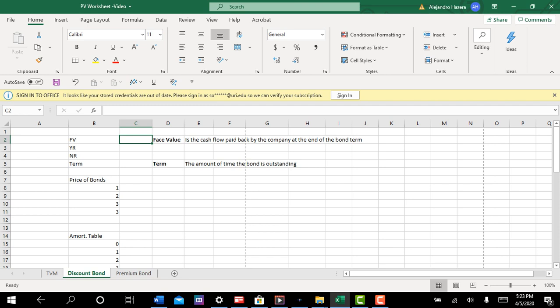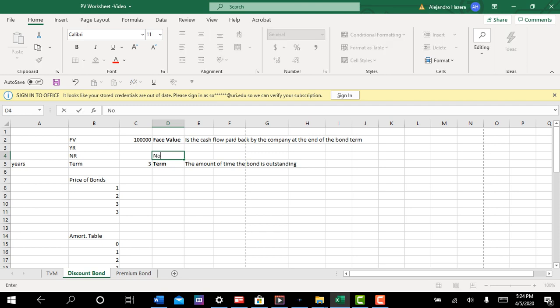Let's assume in this example that the face value of the bond is $100,000 and that the term is going to be 3 years. This is in years. Now we have two interest rates here, and that's kind of unusual. You might find that unusual, but the difference is very important.